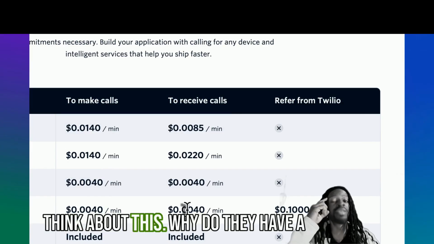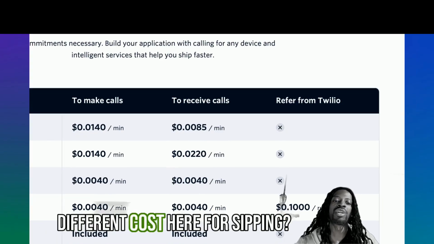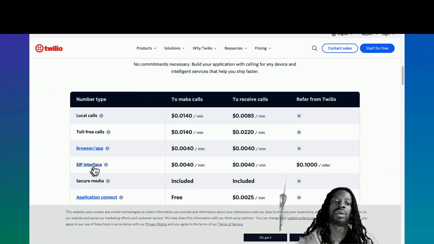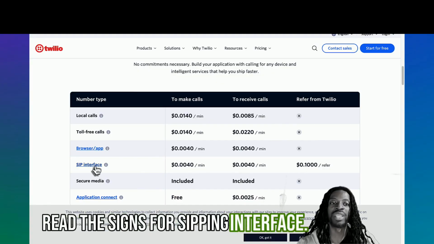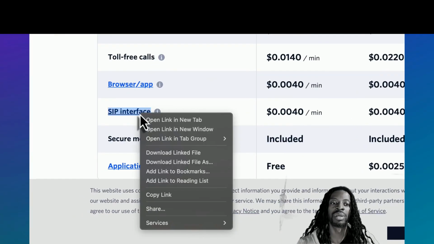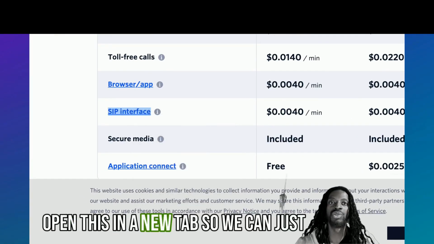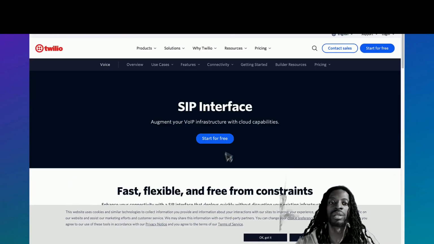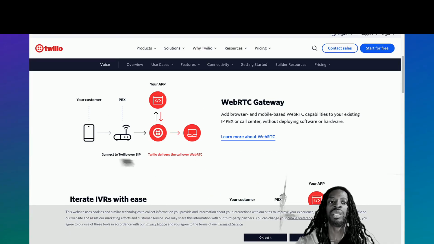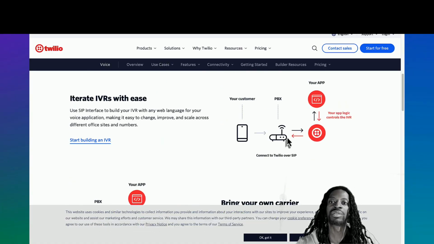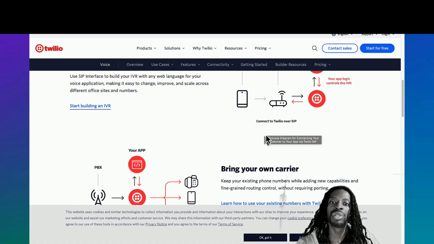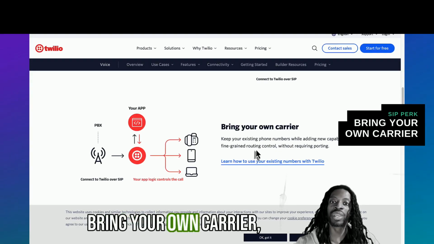Think about this. Why do they have a different cost here for SIP? Read the signs, folks. SIP interface. SIP. What is SIP? I'm going to open this in a new tab so we can just take a look at it. And if you're using SIP, they give you huge discounts. Huge. Bring your own carrier.